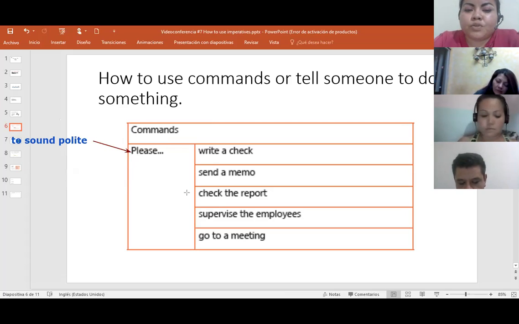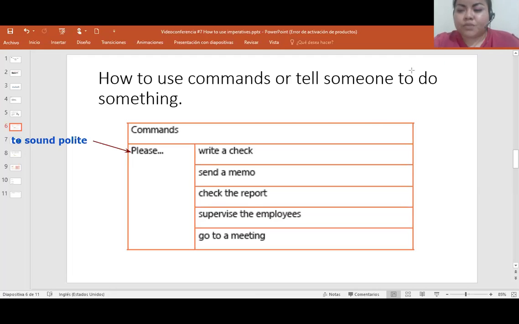And we're going to use please send a memo. Please check the report. Please go to a meeting. Please open your book. Please read the conversation. Teacher, is please always before the command? No, no. Good question. No. It's not always at the beginning. We can also put please at the end.